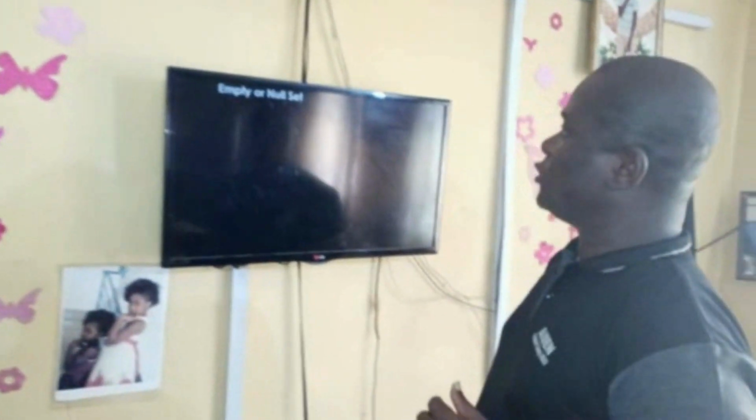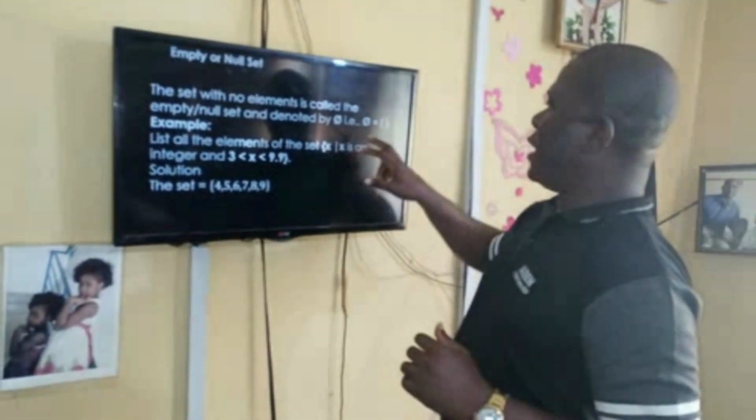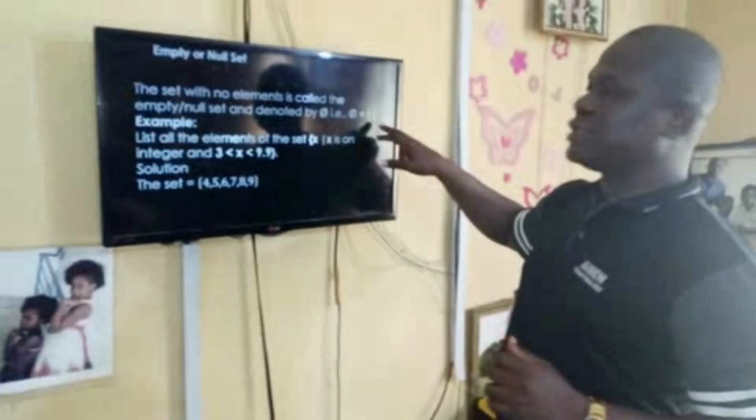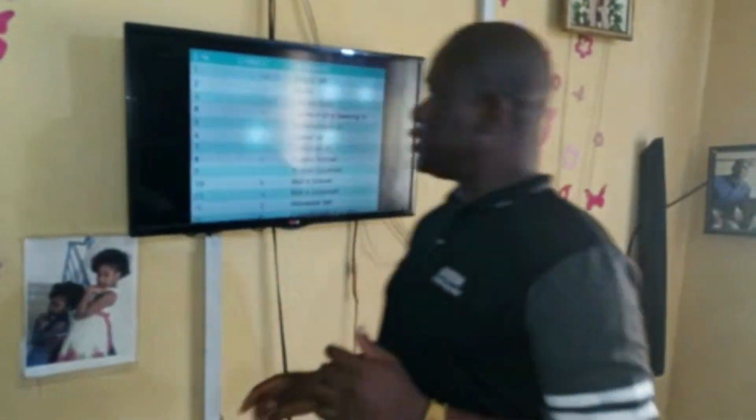Now, it is possible for you to have a set which doesn't have any element inside it. In such a case, you say that the set is what? It's a null set. A null set is one that doesn't have any element inside it. If you want to indicate that a set is empty, we either use this symbol or we use this symbol. Is that okay?